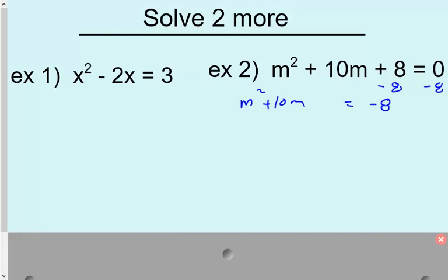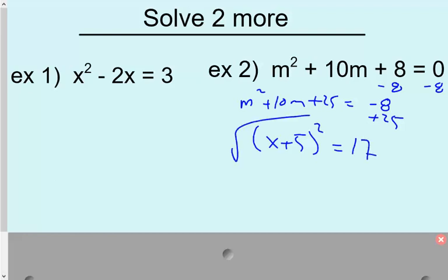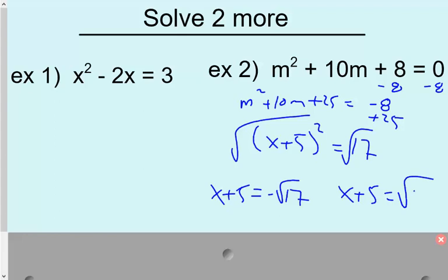So half of 10 is 5. 5 squared is 25. Add 25 on both sides. Rewrite this in factored form. x plus 5 squared equals 17. And from there, we can square root and then go about our business. Make sure you do x plus 5 equals negative whatever the square root of 17 is. And then x plus 5 equals positive whatever the square root of 17 is. It's a little over 4.